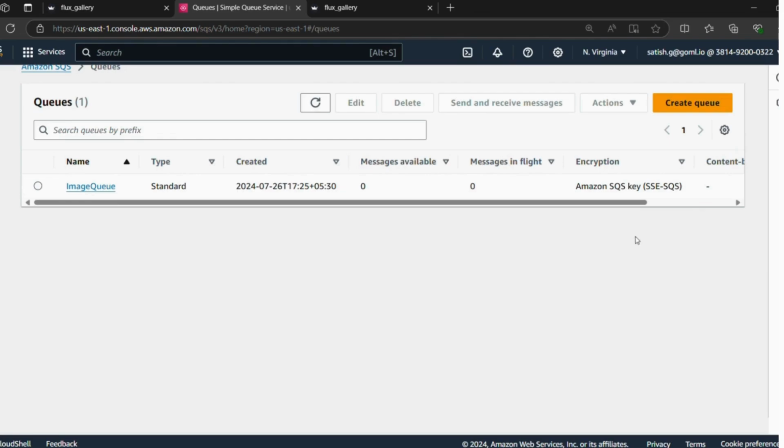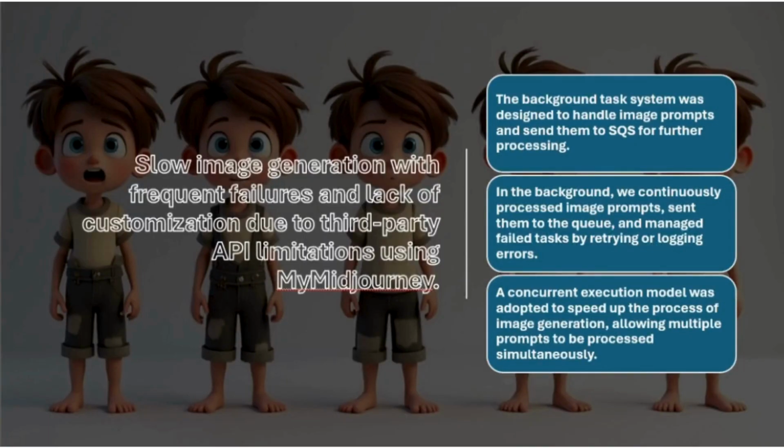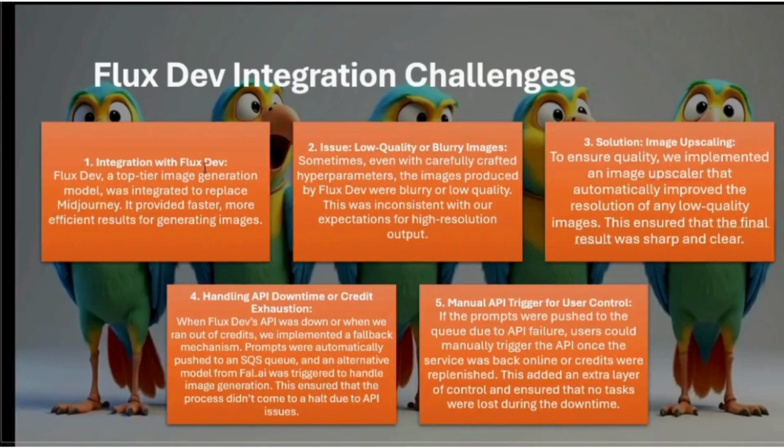Instead of directly waiting for each prompt to finish, we sent the prompts to SQS where they were processed in batches. To minimize the impact of failures, we added error handling mechanisms. If a task failed, it was retried or logged, ensuring that failures didn't cause complete downtime. This multi-threaded approach made use of concurrent execution to reduce overall time, handling different image prompts simultaneously rather than sequentially. Later, we found that the customization options weren't available after a certain point for images. This made us shift from Midjourney to Flux.